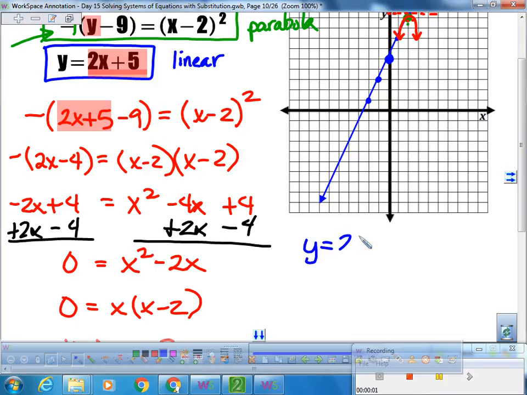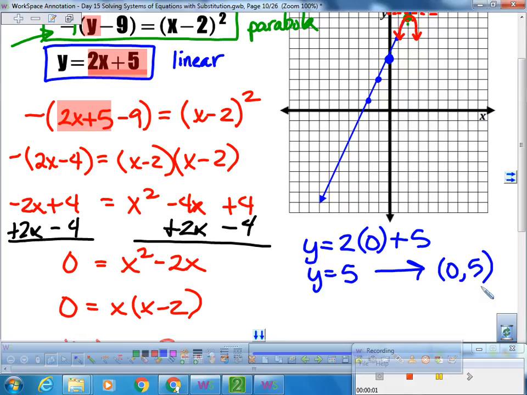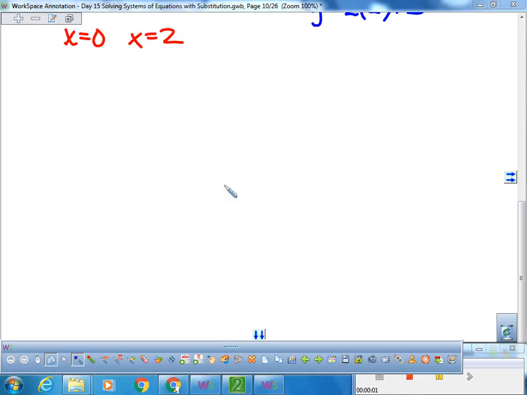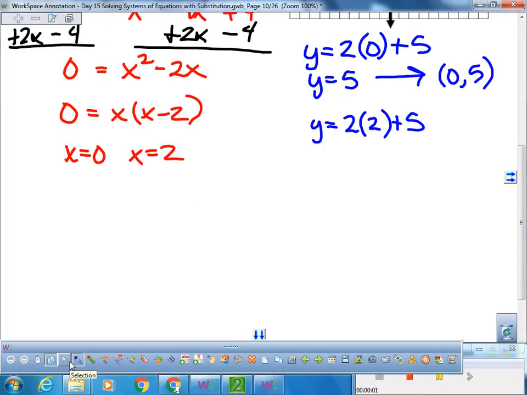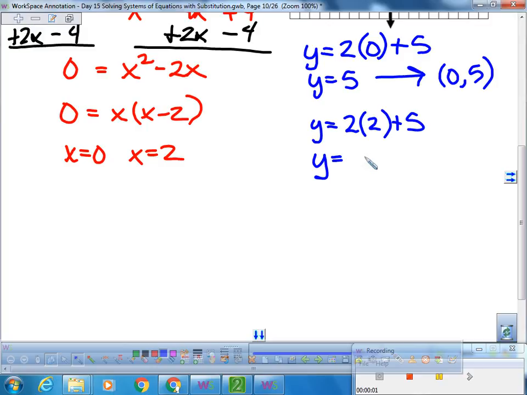So y equals 2 times 0, plus 5, which is just y equals 5. So this solution is when x is 0, y is 5. And my second solution is when x is 2, it equals 9. So I have when x is 2, y is 9.